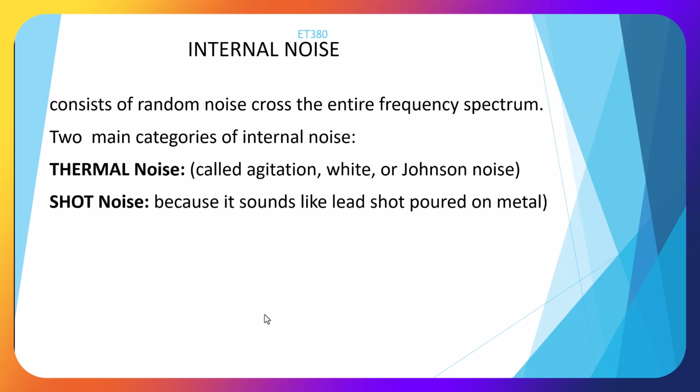We also have internal noise. It consists of random noise across the entire frequency spectrum. So we have two main categories: thermal noise, called agitation, white or Johnson noise, and then shot noise, because it sounds like lead shot poured on metal.